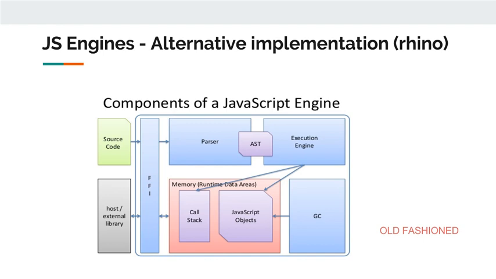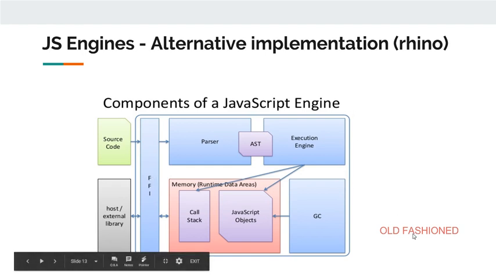JavaScript as a language will not know what document.getElement is all about. It is the browser that will provide those functions, and setInterval, setTimeout. The browser will give those functions, and those functions are given through this component here called the foreign function interface. But as I can say, this is an old-fashioned way of implementing it.